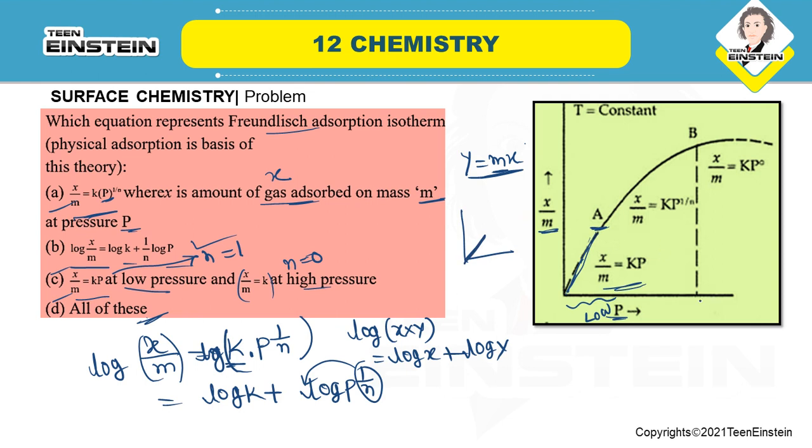Now high pressure, that means in this region, the nature of the curve is such that it is almost parallel to the x-axis. That means it is not changing with increase in value of p. So it means there is no effect of pressure, and that means here n value will be 0. That means 1 by n will be 0. Okay, and that means p to the power 0 is actually equal to 1, so x by m equals k. So this equation at high pressure is also correct. So ultimately all these a, b, c, all these expressions are correct. So correct option will be option D, all of these.